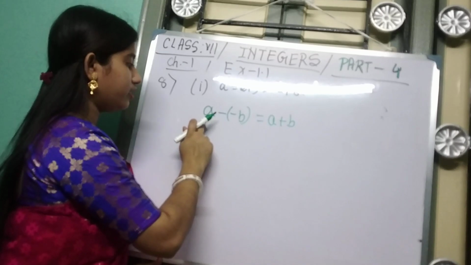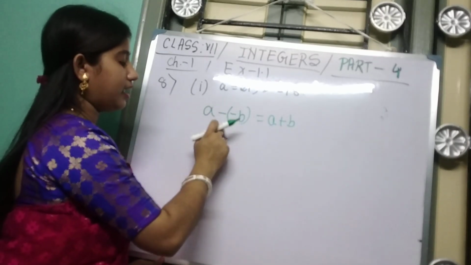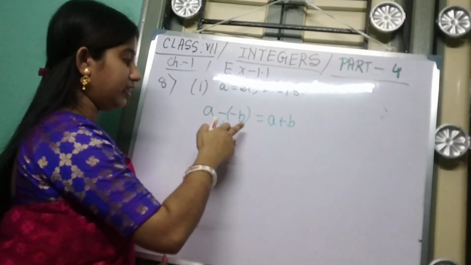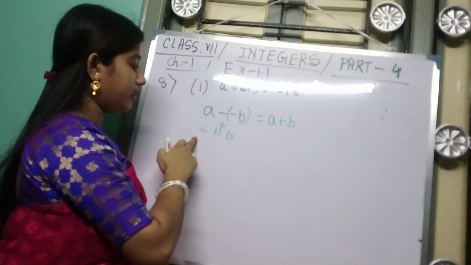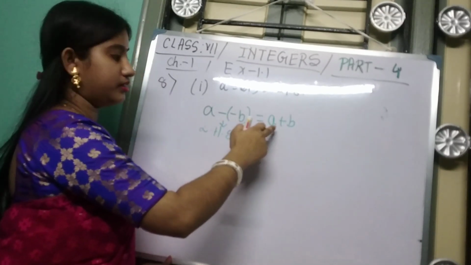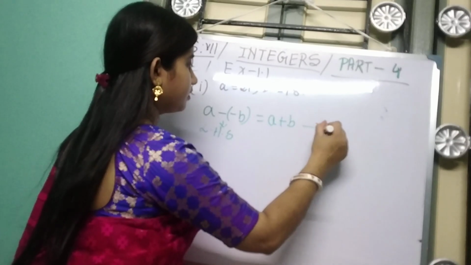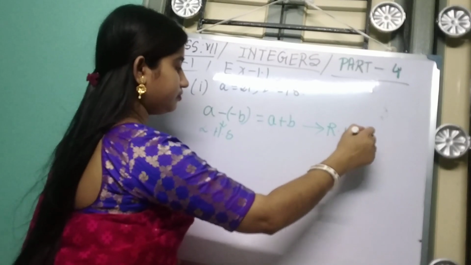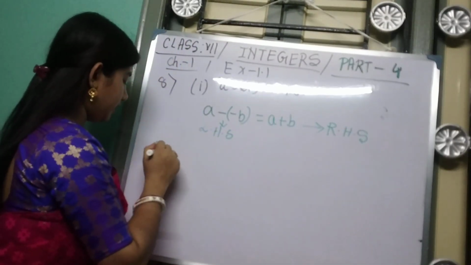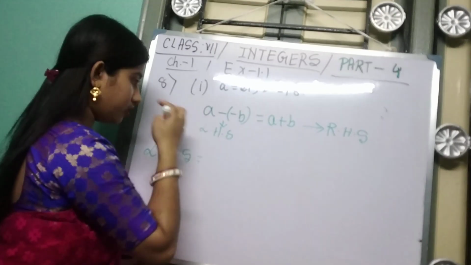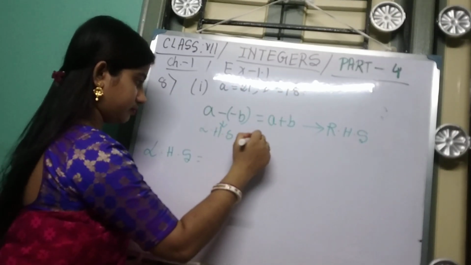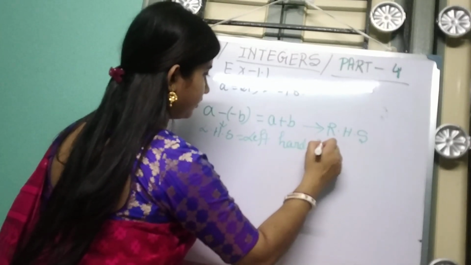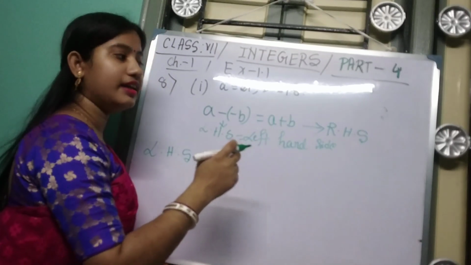At first, this is called LHS, left hand side. The portion on the left of the equal sign is called left hand side, and the portion on the right side of the equal sign is called RHS. So, first we write the LHS.